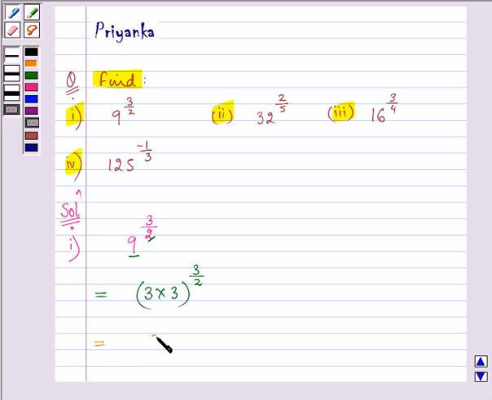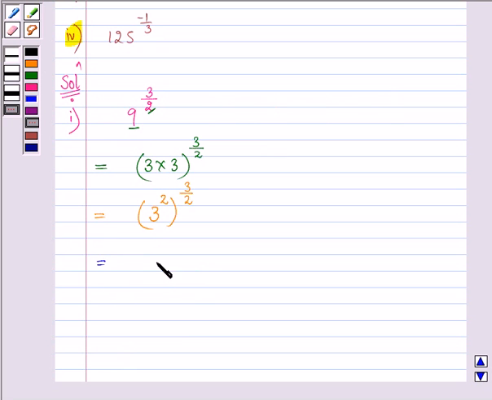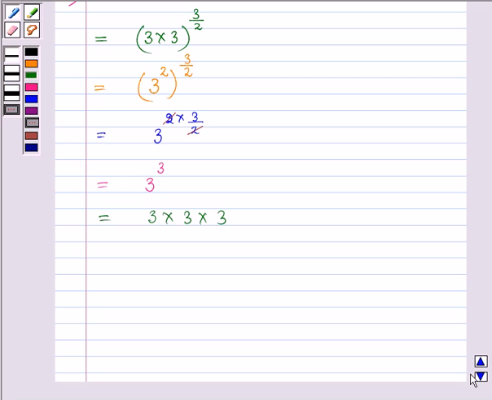Proceeding on, we can write 3 raised to the power 2, the whole raised to the power 3 by 2, right? Now on opening the brackets, we have 3 raised to the power 2 multiplied by 3 by 2, in which 2 will get cancelled out and we're left with 3 raised to the power 3, which will be 3 multiplying by 3 3 times, and which gives the product 27. So the answer to the first part is 27, right?